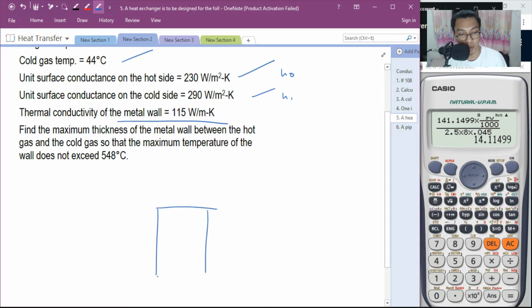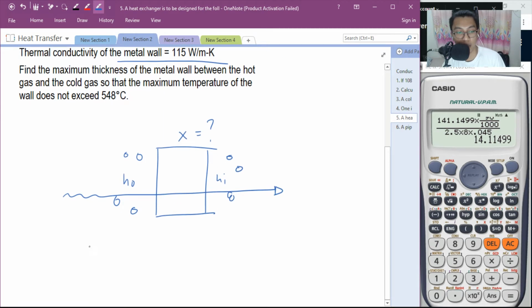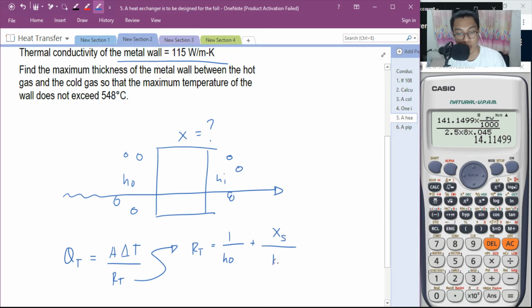Ayan. Tapos, meron ka ditong HO. Tapos, meron ka ditong HI. Magpapass through dyan yung heat. Hinahanap mo ngayon is X. Oh. Diba familiar sa inyo? Kapag Q total is equal to yung total resistance, delta T multiplied to A over RT. Kung saan yung RT mo, i-consider mo yung 1 over HO plus yung X nung steel over yung K nung sa steel plus 1 over HI. Ito na yung buo.